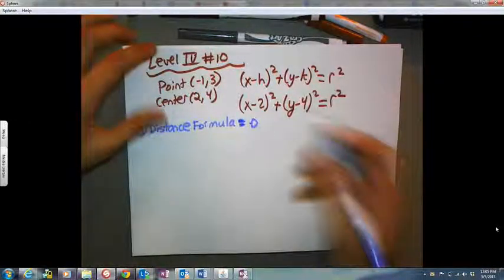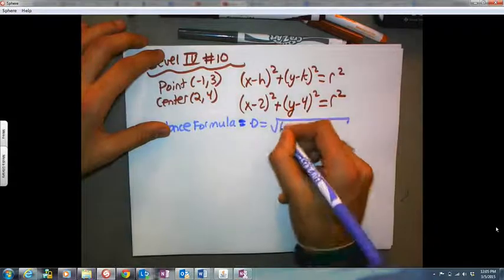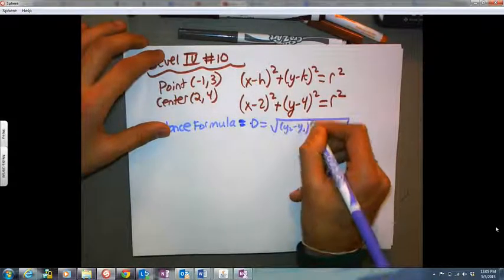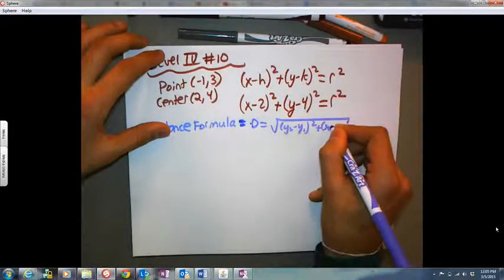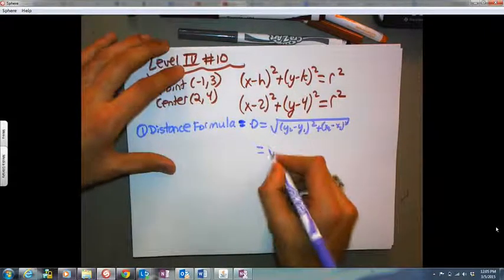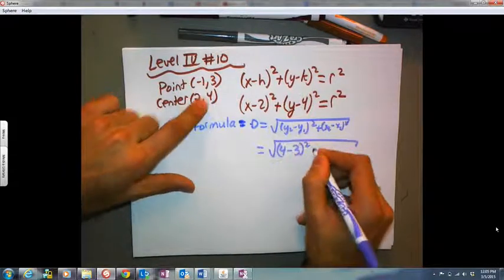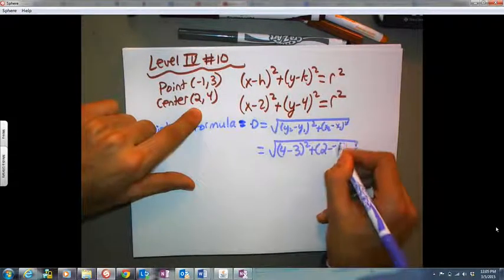radius. Distance formula, as you all know, is the square root of y2 minus y1 squared plus x2 minus x1 squared. Here, y2 is 4 minus 3 squared plus 2 minus negative 1 squared.